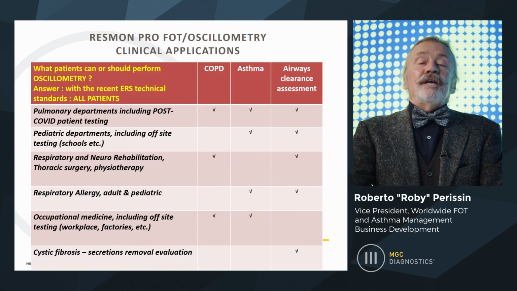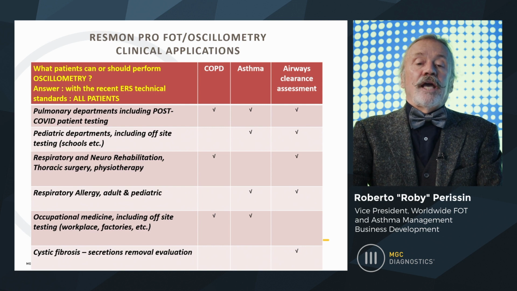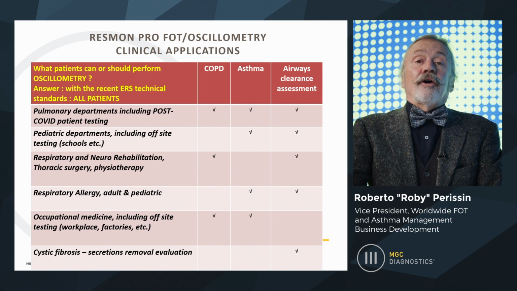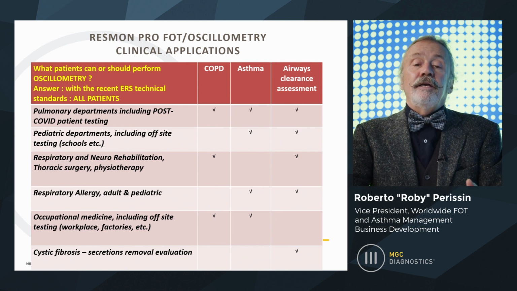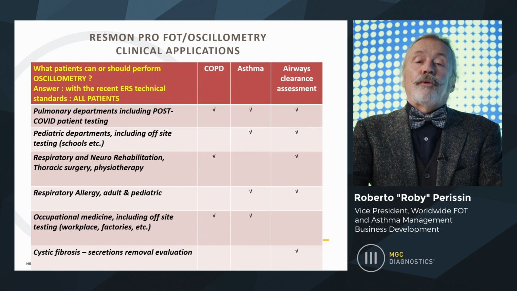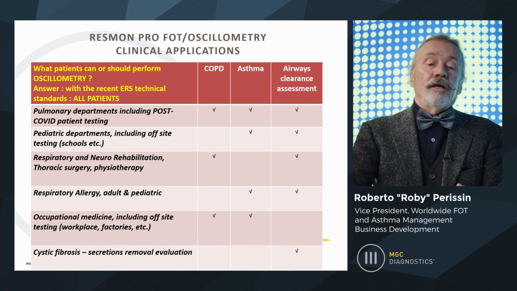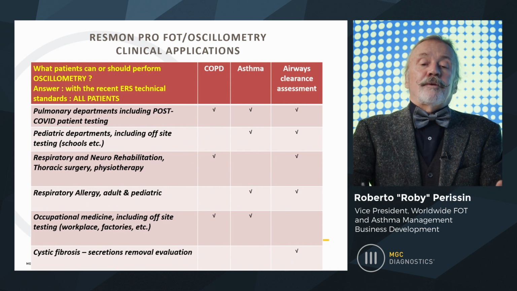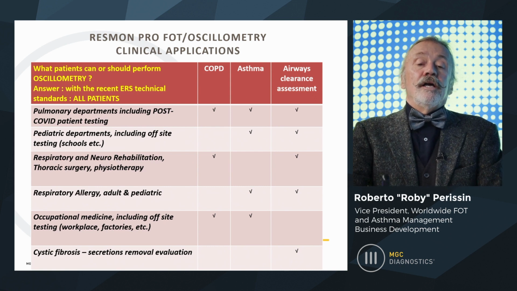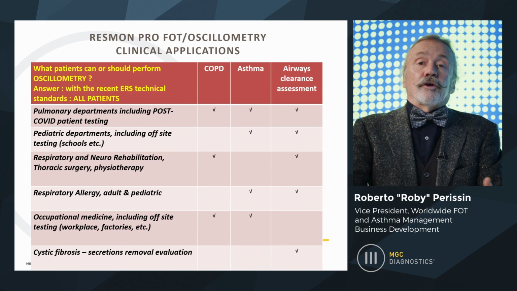So, what patients can or should be tested today with oscillometry? The answer is very simple. Today, after the launch of the ERS standards, we can test all patients, not only the non-cooperative. That can be in pulmonary departments, including post-COVID patients. It can be in pediatric departments, including in the field. It can be in respiratory and neuromuscular rehabilitation, thoracic surgery, and during physiotherapy, so with patients less cooperating.